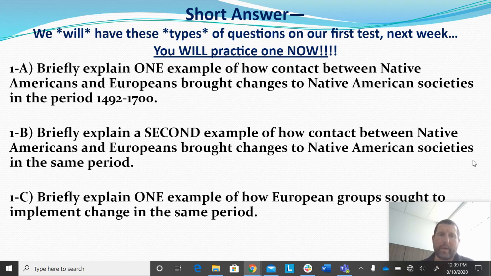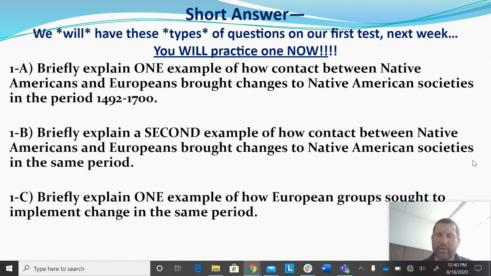Two, or B, briefly explain a second example of how contact between Native Americans and Europeans brought changes to Native American societies in the same period. So two different examples here. And then third, briefly explain one example of how European groups sought to implement change in the same period. What were they trying to accomplish? And so we probably know some of this. We have to know how to write about it.